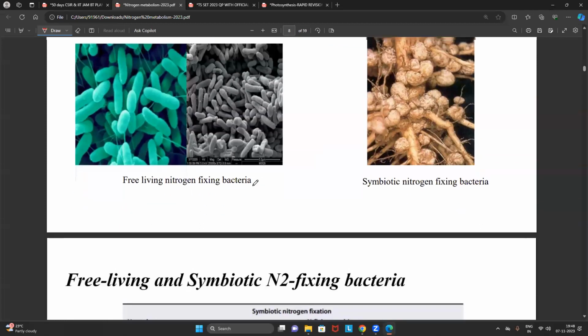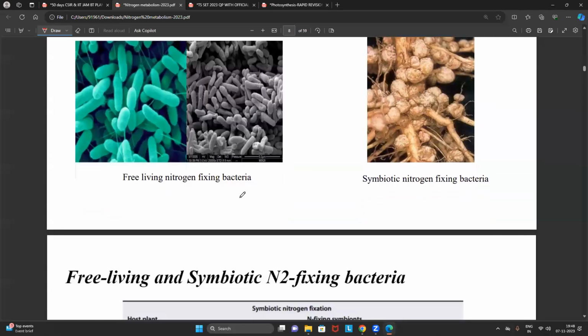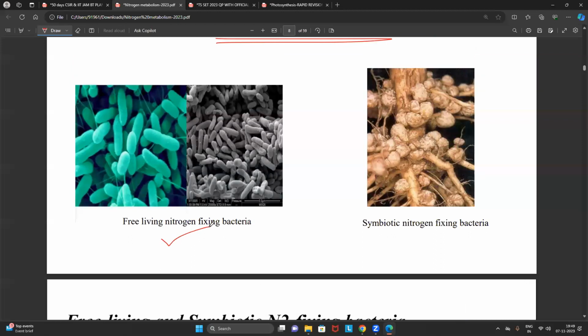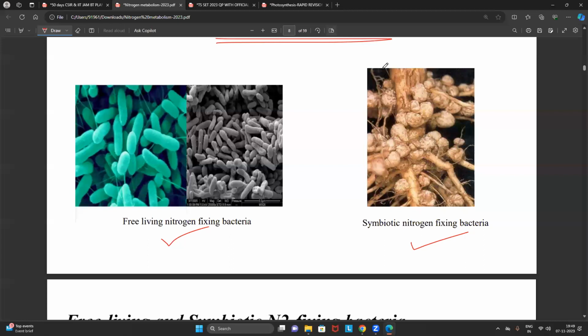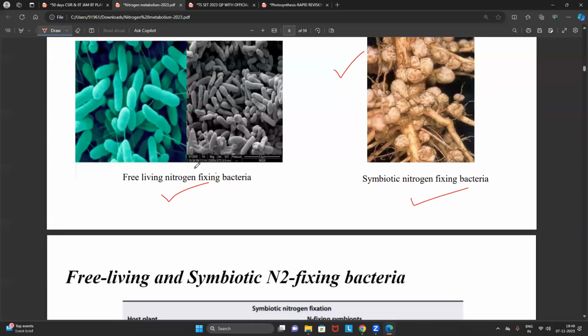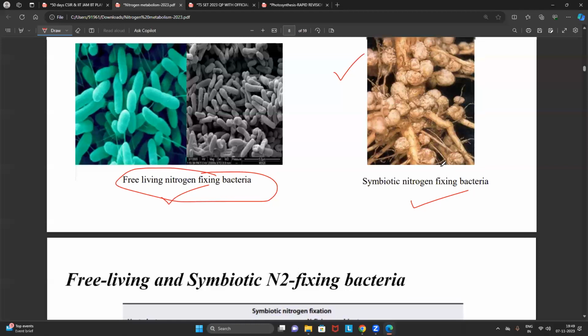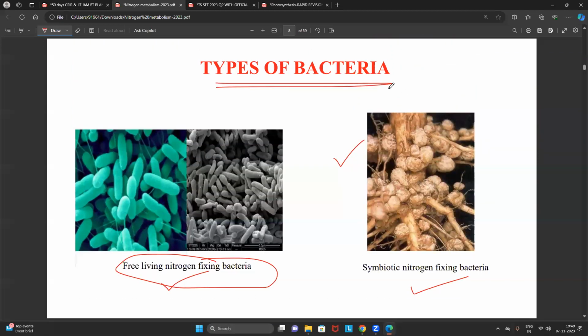There are two types of bacteria involved in nitrogen fixation. One is called free living, another is called symbiotic. All the students know that symbiotic bacteria always maintain a relationship with another organism for growth and development. In the case of symbiotic bacteria, it is in a relation with another one, and both are helping each other, and they are involved in nitrogen fixation.